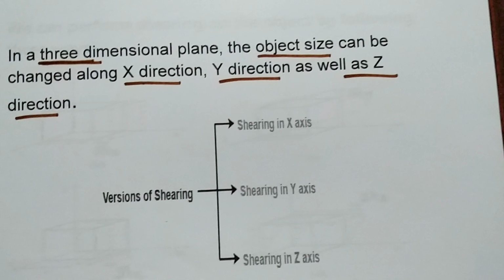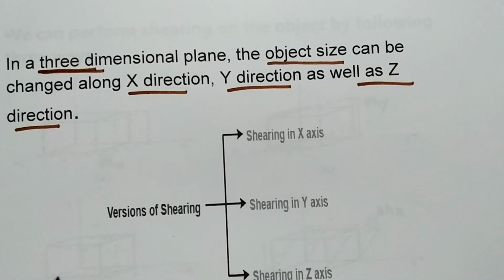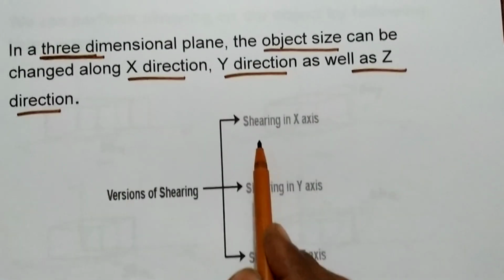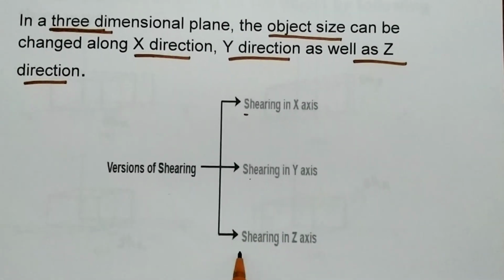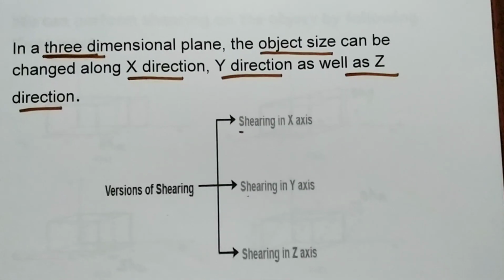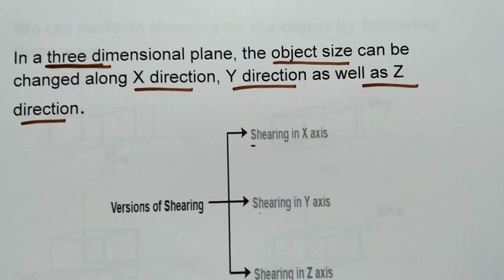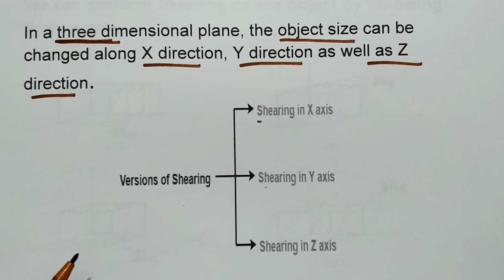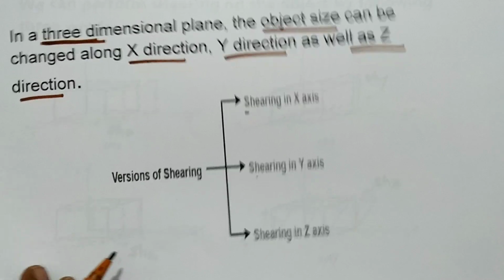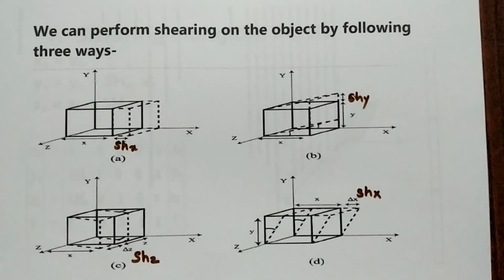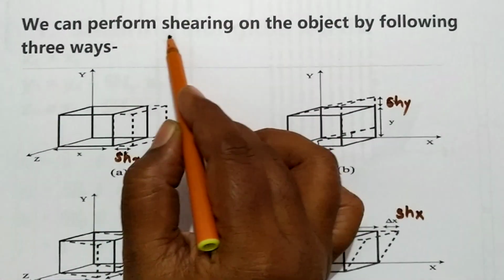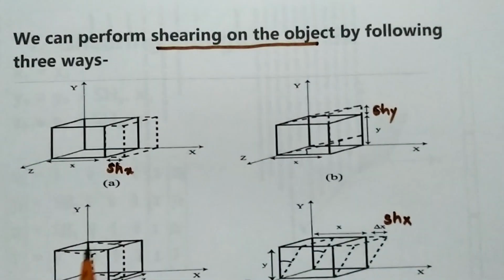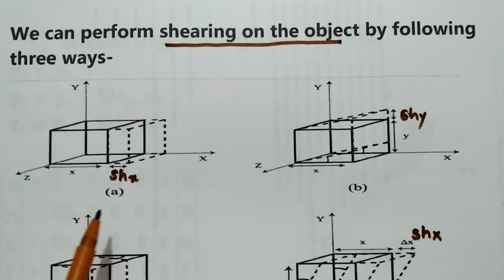That is why shearing of an object in a 3D plane can be categorized into 3 ways: shearing in the x-axis, shearing in the y-axis and shearing in the z-axis. So, there are 3 different ways you can perform shearing in a 3-dimensional plane. I will explain with a simple example how we perform shearing on an object in these 3 ways.